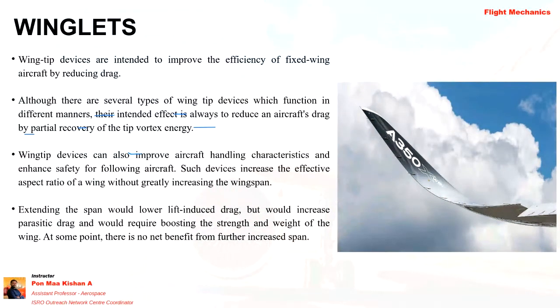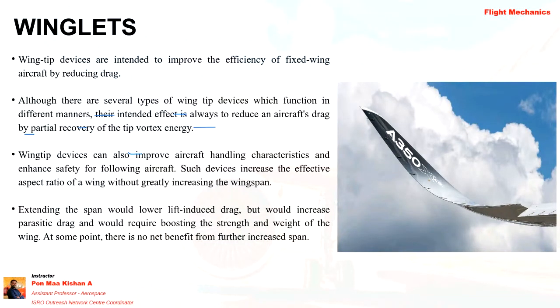Now, the placement of wing tips. Winglet is one of the types. So if you are keeping winglets as shown in the image, this is the A350, that is the Airbus A350. If you see the winglet, it is a curved shape, right?